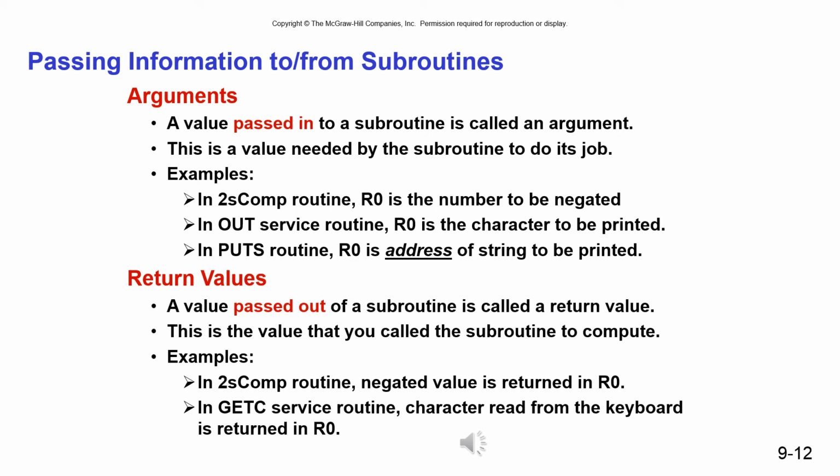Return values are passed out of a subroutine or calculated by a subroutine, okay? In the 2's complement subroutine, the negated value is returned in R0. In the getc service routine, the character read from the keyboard is returned in R0. Now, you're probably thinking R0 is used frequently. Is this the only register we can use as a return? Absolutely not. Your subroutines are your subroutines, and you could have return values and arguments in any of the 7 registers.